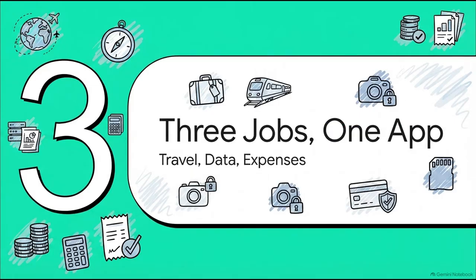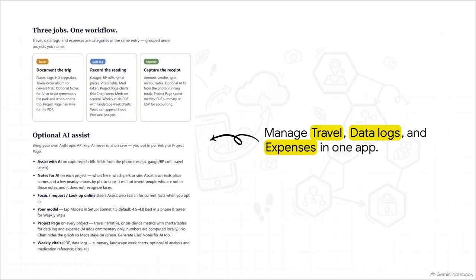All right, Section 3, 3 jobs, 1 app, handling travel, data logs, and expenses. So we've seen the core loop, but the real magic is how that single, elegant workflow adapts to 3 incredibly distinct use cases that would usually require 3 totally separate apps. You use the exact same interface whether you're logging a travel trip, a data log, or a business expense. These are really just different categories of the exact same entry type, and you group them under projects that you name yourself. So you're not stuck learning a completely new user interface for your receipts versus your site visits. It's all just right there.